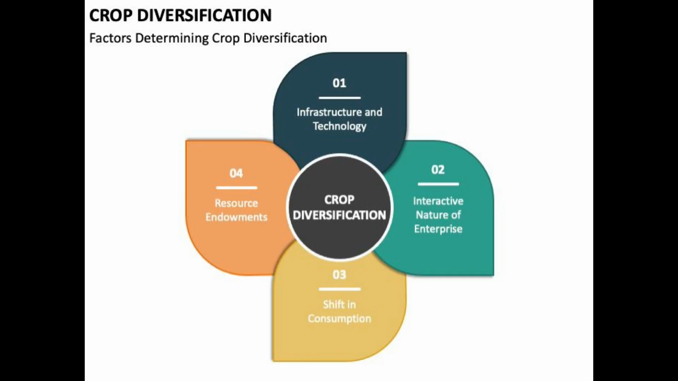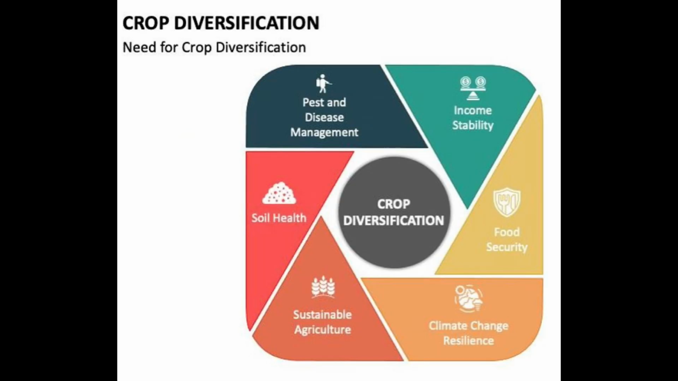Factors determining crop diversification: 1. Infrastructure and technology, 2. Interactive nature of enterprise, 3. Shift in consumption, 4. Resource endowments. The following things can be considered for the need for crop diversification: pest and disease management, income stability, food security, climate change resilience, sustainable agriculture, soil health.